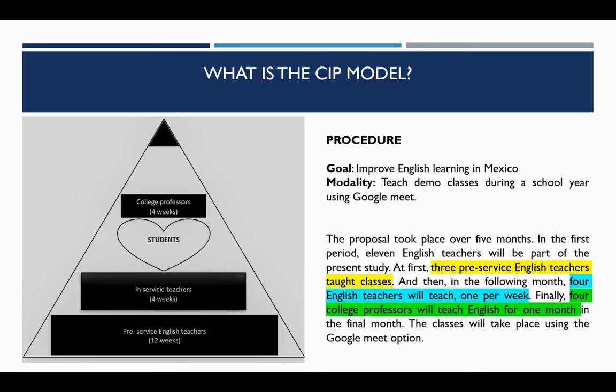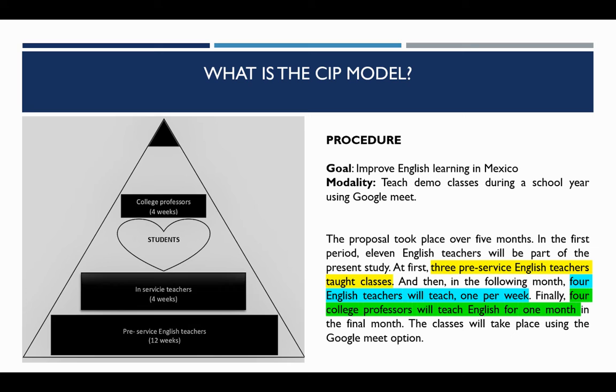What I refer to as pre-service English teachers are undergraduate students that are still studying at a faculty, concluding their courses to obtain a BA as English teachers. That is what is referred to as pre-service English teachers. They will be teaching 12 weeks, which makes it specifically 3 months. Moving on, we have in-service teachers.